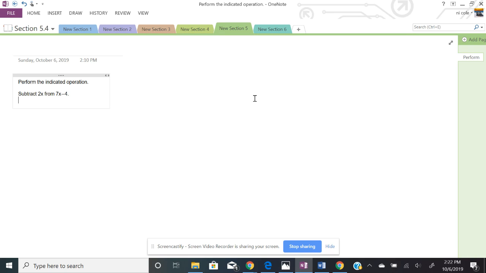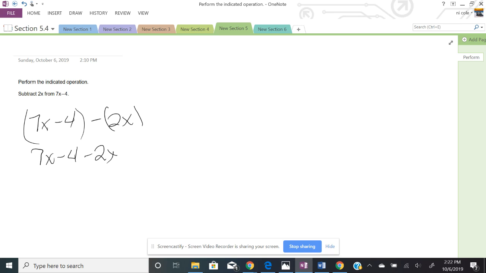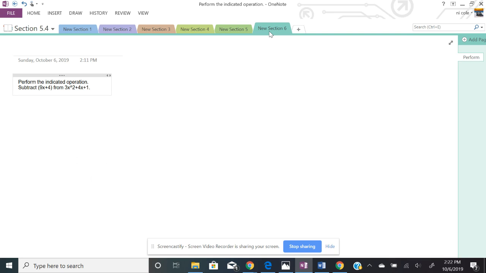You also are going to get some word problems. So perform the indicated operation. Subtract 2x from 7x minus 4. So what I have is 7x minus 4, really, minus 2x, okay, which is just like this. Combine like terms, so 7x minus 2x gives me 5x minus 4. What if they get bigger?